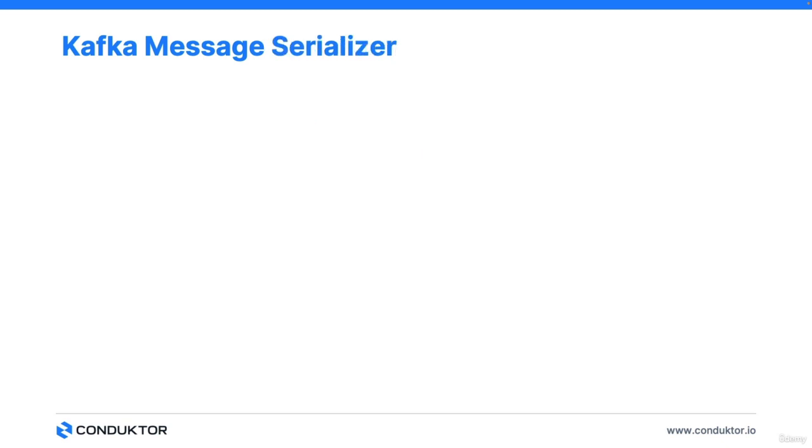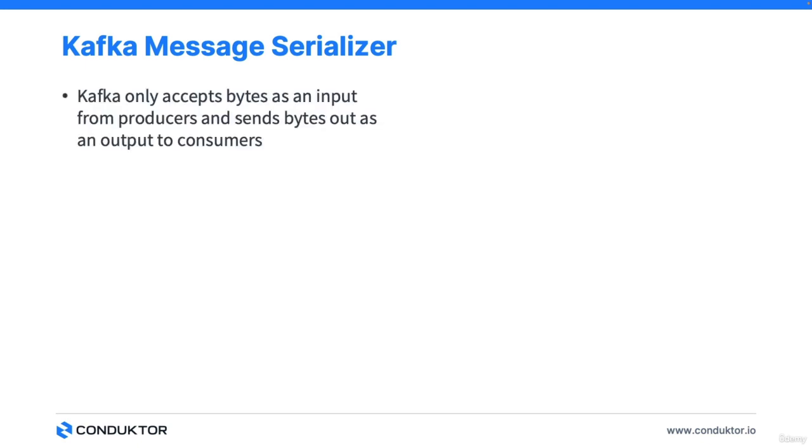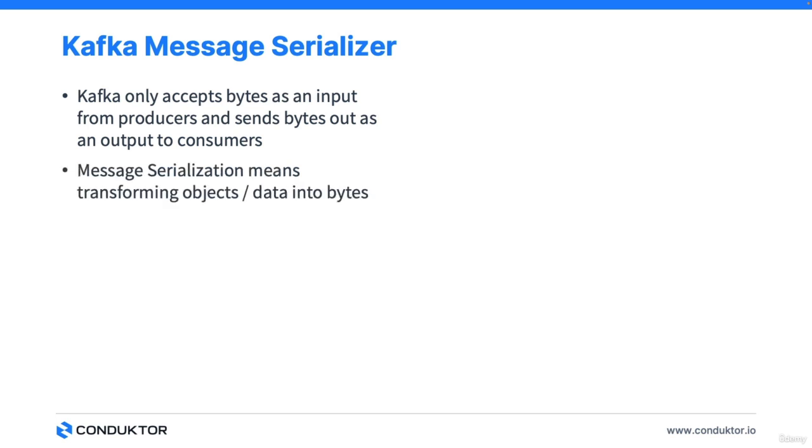So how do these messages get created? We have what's called a Kafka message serializer. Kafka only accepts series of bytes as an input from producers, and it will send bytes as an output to consumers. But when we construct messages, they're not bytes. So we are going to perform message serialization. Doing serialization means that we're going to transform your data, your objects, into bytes. And it's not that complicated. I will show you right now.